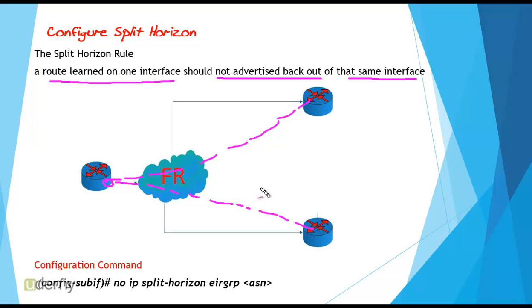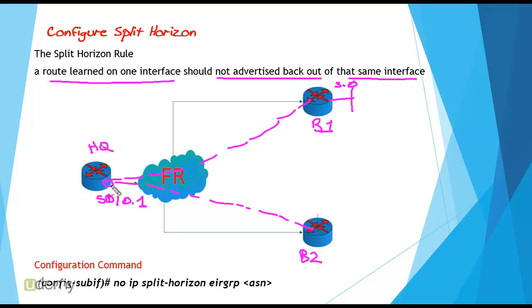Split horizon causes some problems here for us. Consider this router has a network like 192.168.3.0 here and advertises it, and this router, let me call it headquarter, and call this branch 1 and branch 2. When the branch 1 router advertises the network 3.0 on this interface, the headquarter router receives it on some interface, for example serial 0/0.1, which is in multipoint mode.